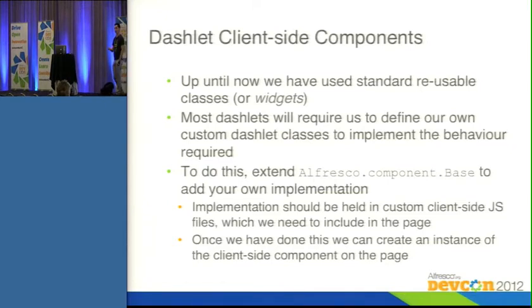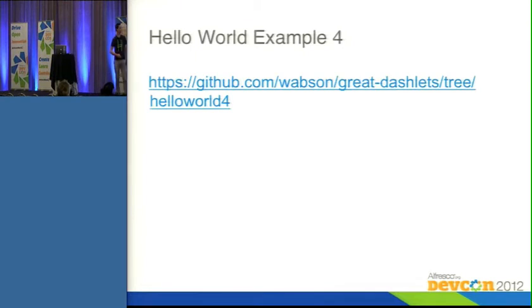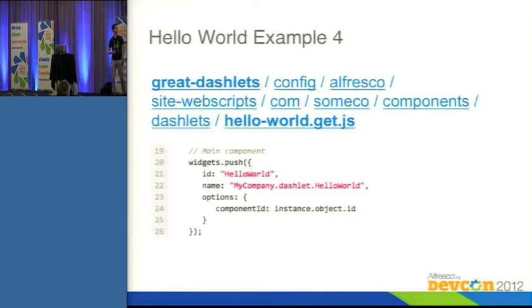The JavaScript class that we're going to declare is going to be declared in a client-side JavaScript file. So we're not going to declare that in the web script file itself. So we need to add a client-side JavaScript file, and we're going to need to suck that into the page so that it gets included via a script tag, and the browser loads it, and then it can run on the page when necessary. So we're going to need to do a few things here. So this is the fourth example that we're going to look at.